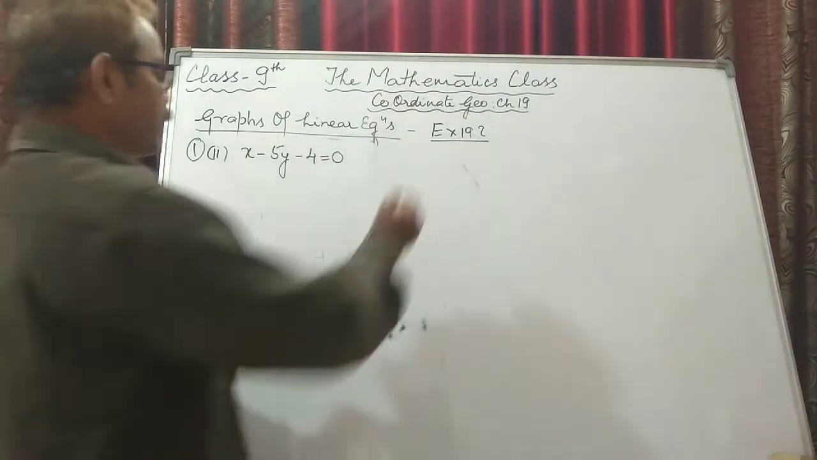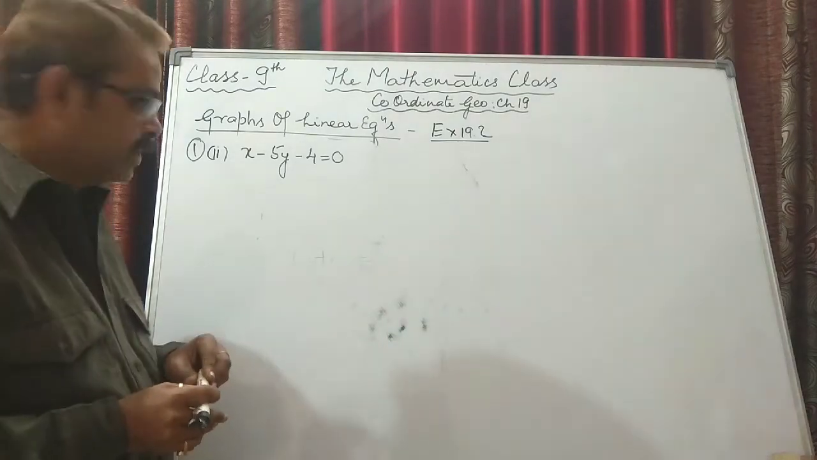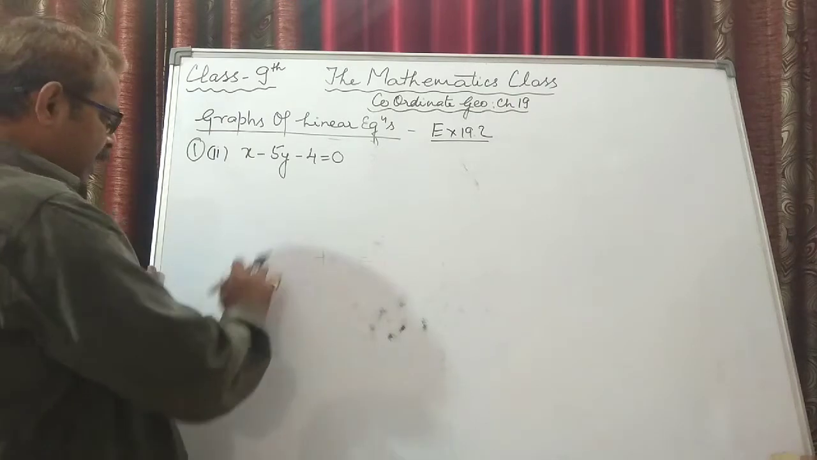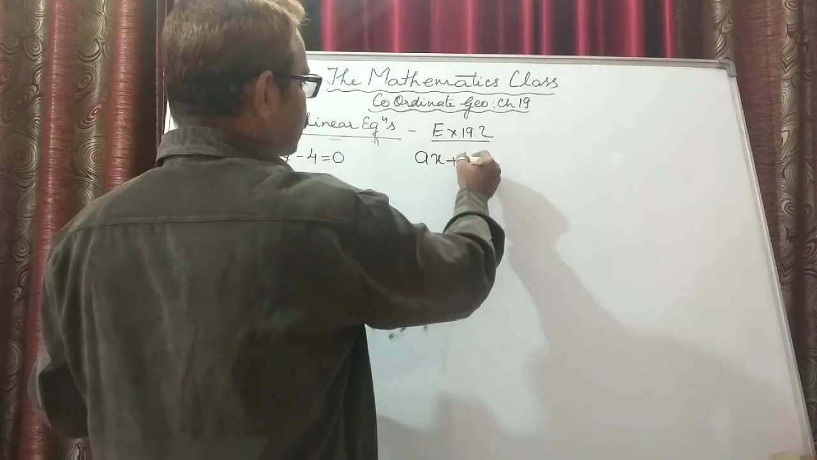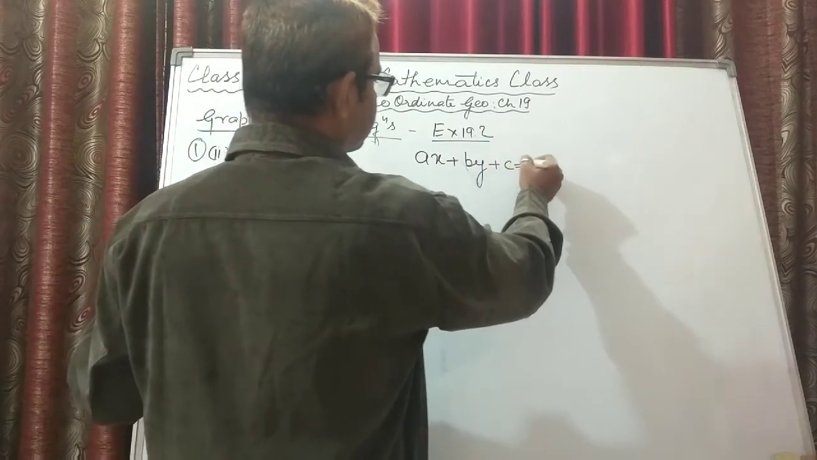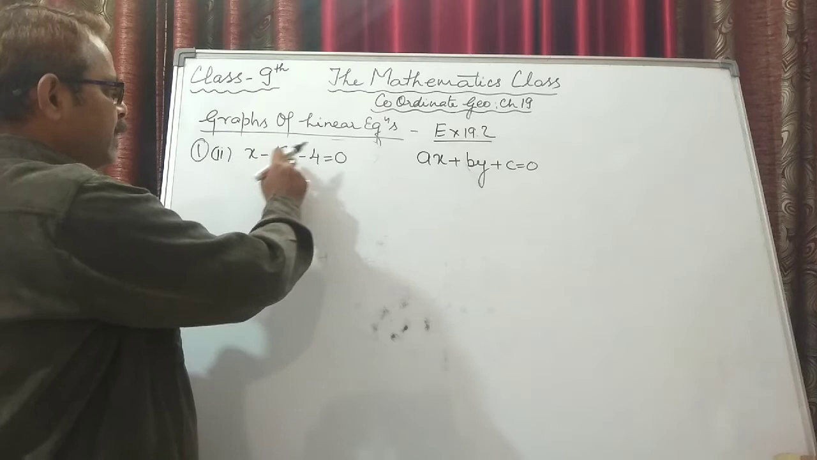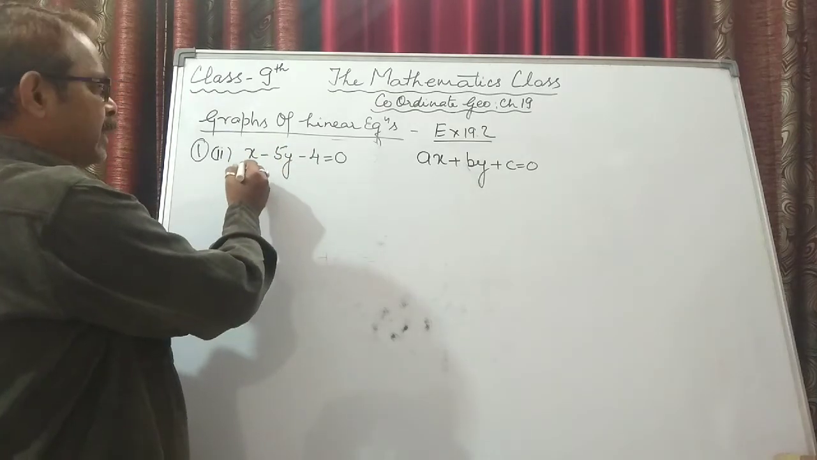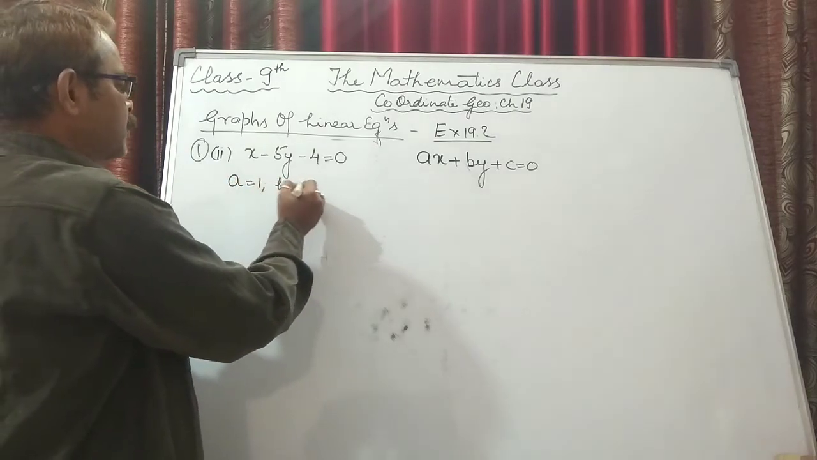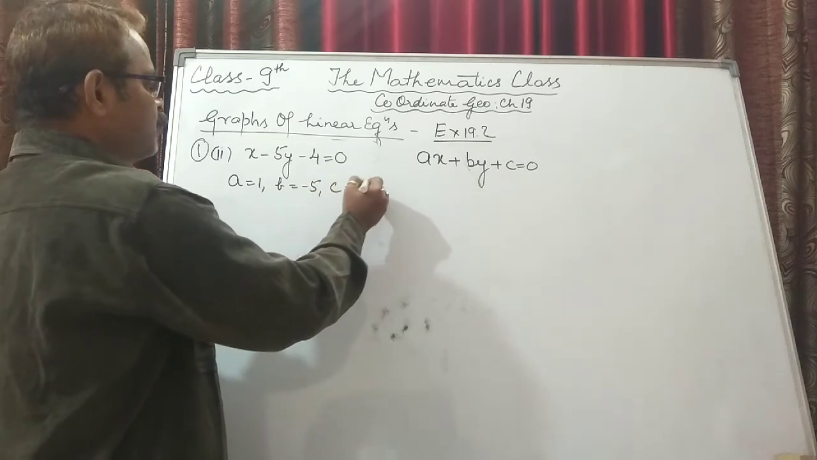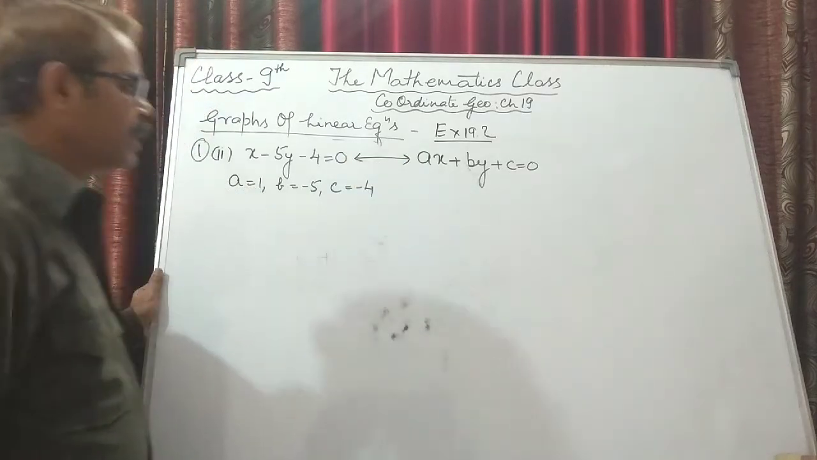Now I am taking exercise 19.2, first question, second part. In this they say draw the graph of the following linear equation. Now I told you that the graph of ax plus by plus c is equal to 0 is always a straight line. You can see this is also in the form of ax plus by plus c is equal to 0. If you compare it with ax plus by plus c, you will get a is equal to 1, b is equal to minus 5 and c is equal to minus 4. So this equation is of the form ax plus by plus c.